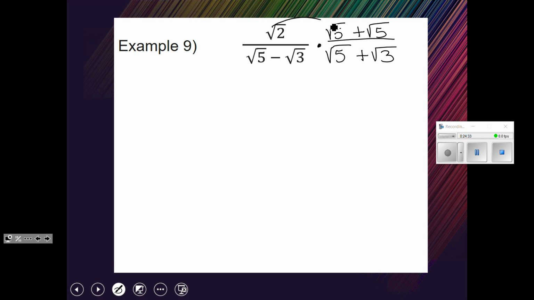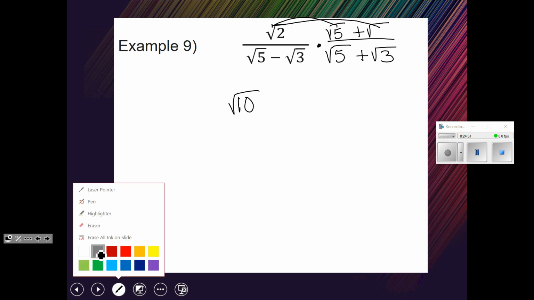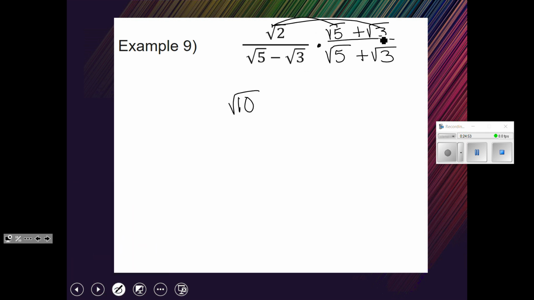So these are both on the inside now. So this is going to make square root of 10, 2 times 5, because they're both on the inside. And then, oops, typo. It should be square root of 3. And so this would be plus the square root of 6. Then square root of 5 times square root of 5 is just 5.